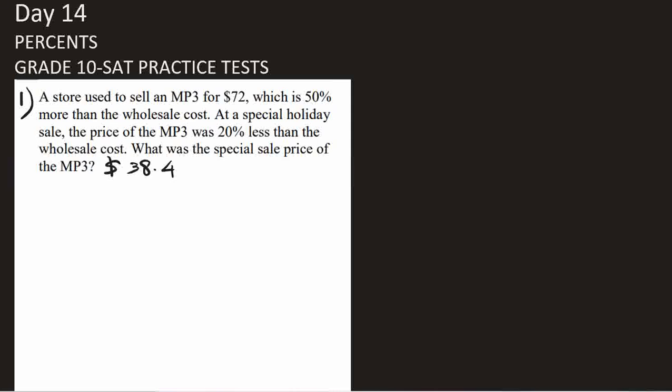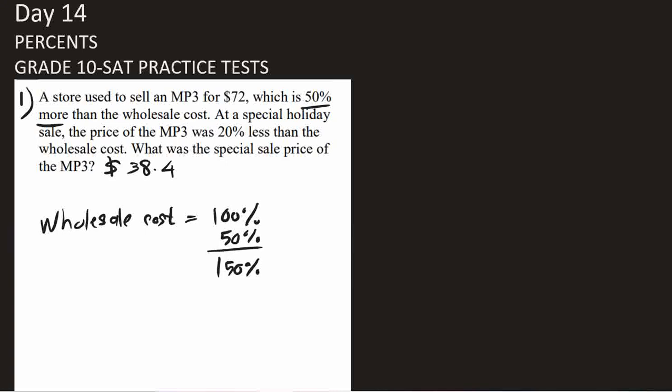The store used to sell an MP3 for $72. It is 50% more than the wholesale cost. So we write the wholesale cost is 100%. So 50% more will be 50, so the total is 150% of the cost. The price is $72.